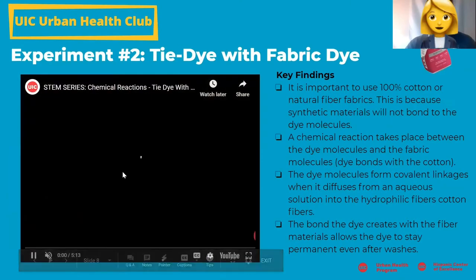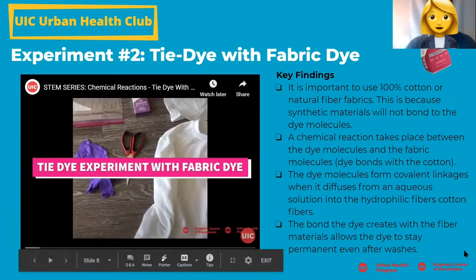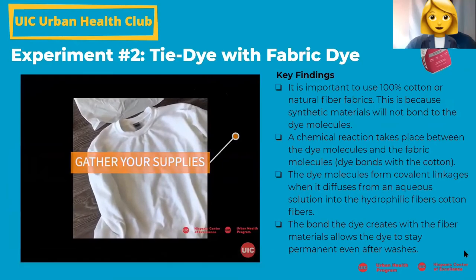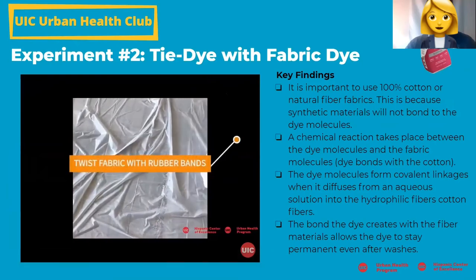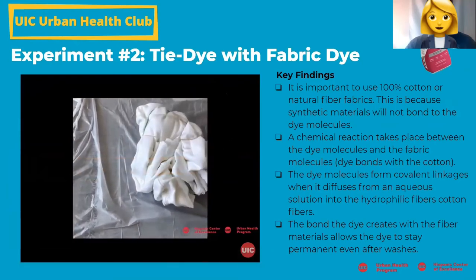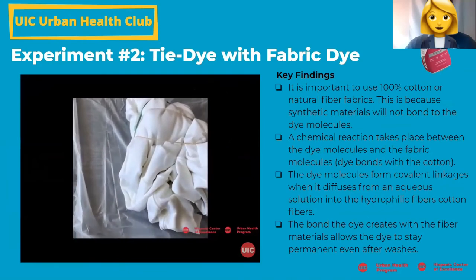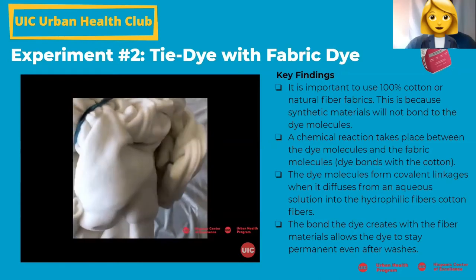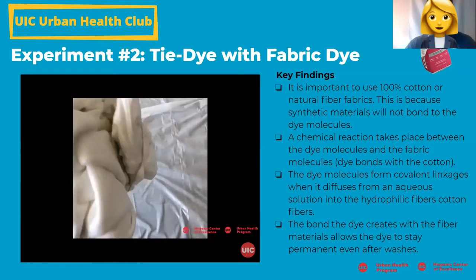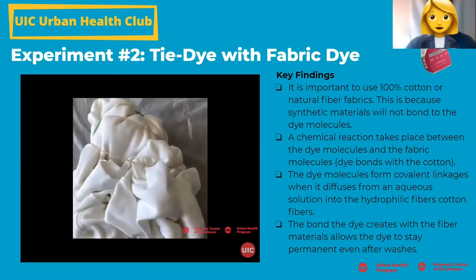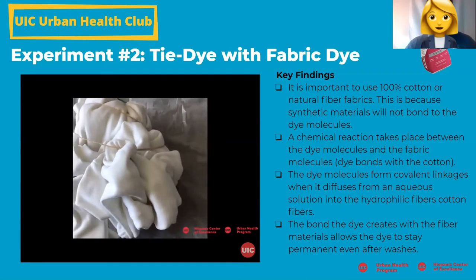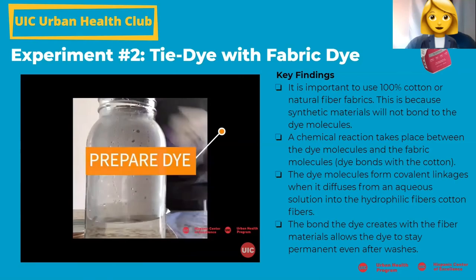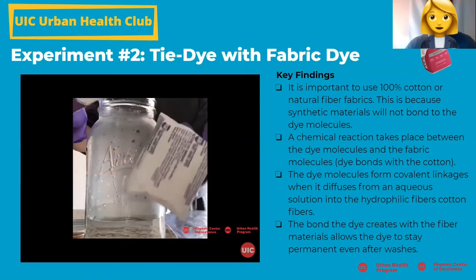Next, I'm going to be talking about a second experiment that we conducted, but instead of bleach, we used some fabric dye. Some essential materials you are going to use are the fabric that you're going to be dyeing and the fabric dye. Safety and precaution supplies you need are a pair of gloves, because the fabric dye can dye your hands, and also some sort of plastic bin or plastic to protect the countertop or your floors, just to make sure you don't dye any of that.